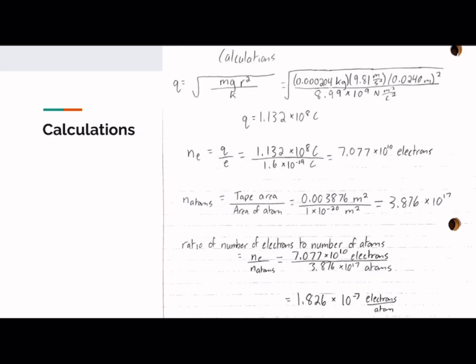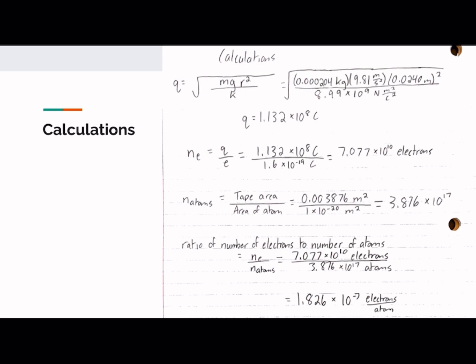So here are some calculations I did to find the results that were mentioned in the previous slide. So first, to find the charge on the tape, I set Coulomb's law equal to Newton's second law, and I found that charge is equal to the square root of mass times gravitational acceleration times r squared over Coulomb's constant.